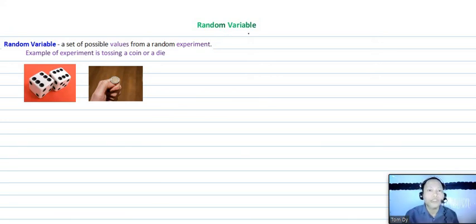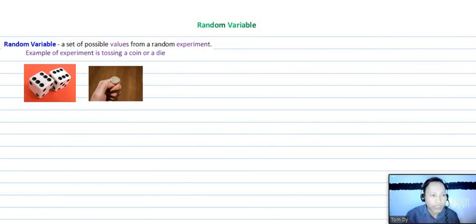This is a random variable. A random variable is a set of possible values from a random experiment. If we say experiment, one example is tossing a coin. We have this one as our example of doing an experiment. In addition to that, when we throw a die, this is also an example of an experiment, and then the set of possible values.